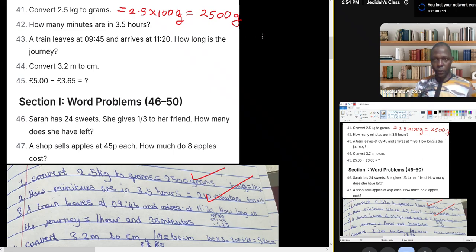So what did you do? You will do a takeaway of 11:20. Did you do the takeaway? 80 minus 45 is what? 80 minus 45 equals 35. So what's 10 minus 9? That's 1 hour 35.